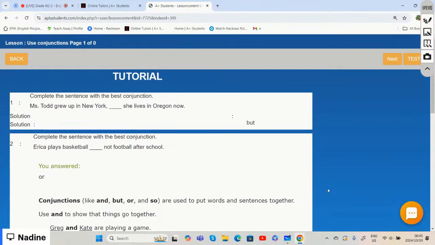So this is now the end of our lesson on conjunctions. Thank you very much for joining the class. We said conjunctions are words like and, but, or, and so, and they are used to put words and sentences together.